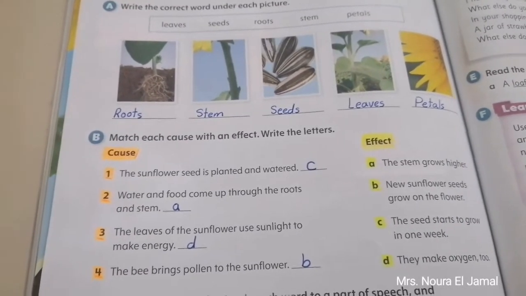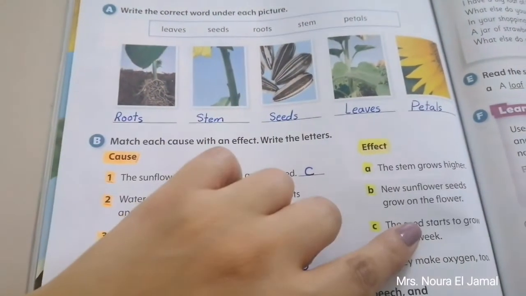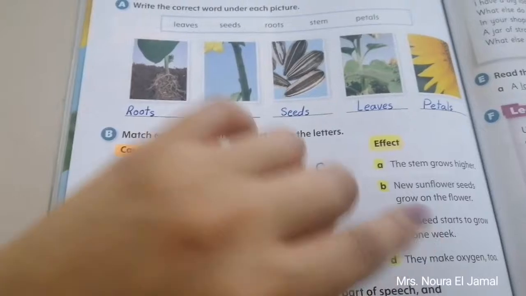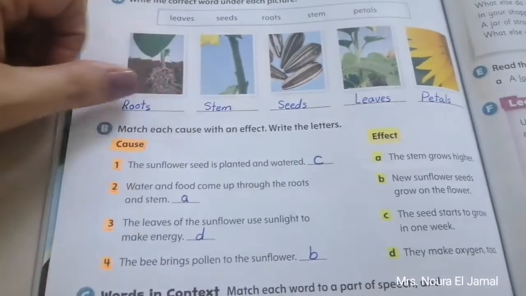The sunflower seed is planted and watered. What happened after? What do you think? What will happen? The seed starts to grow in 1 week. Okay, this is the effect. But I will write letter C here.